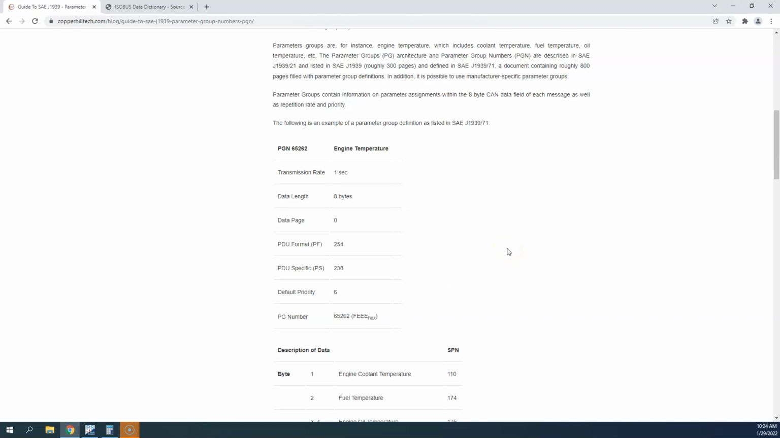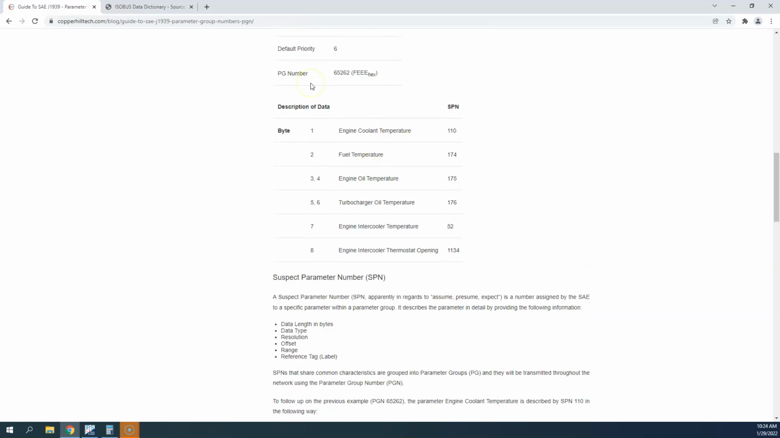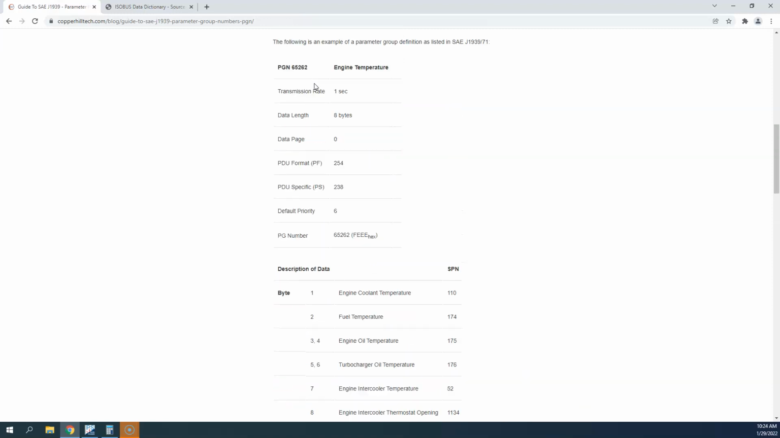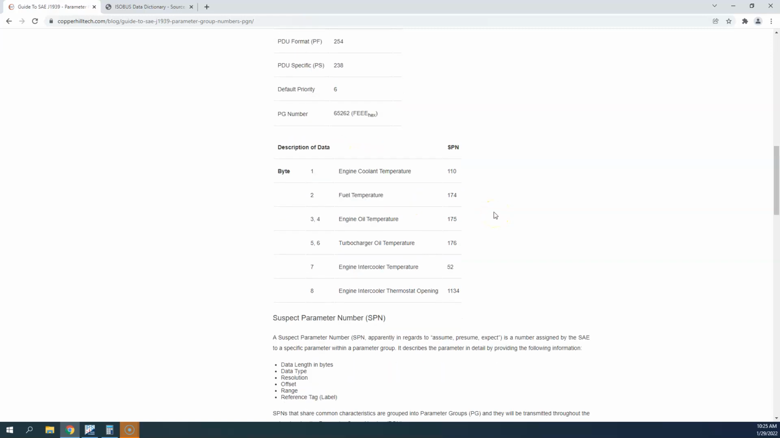There are many of these PGNs, and as I said, I can't give you that information or provide it. You have to purchase it from SAE. So looking at a little more of what's in this message, this parameter group number, or PGN. Contained within PGN FEEE, there are, in this case, 1, 2, 3, 4, 5, 6 SPNs, which are suspect parameter numbers.